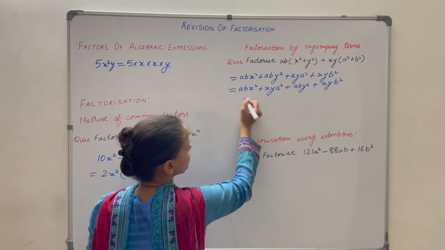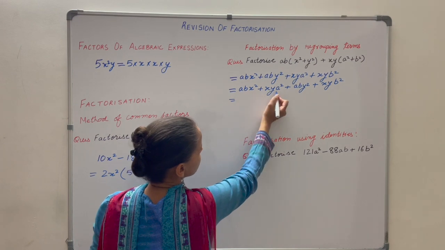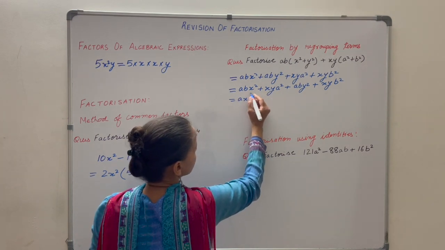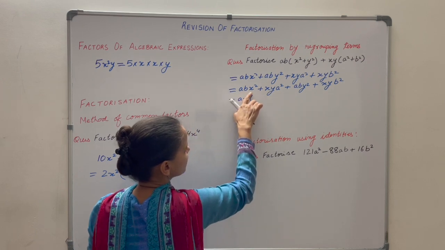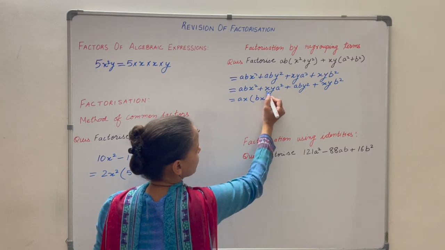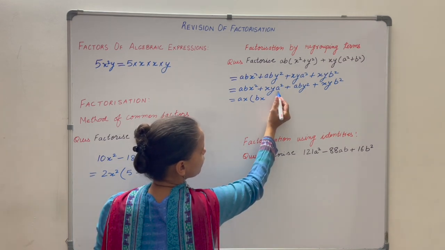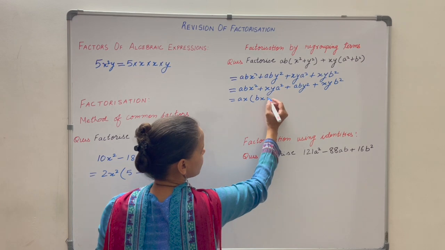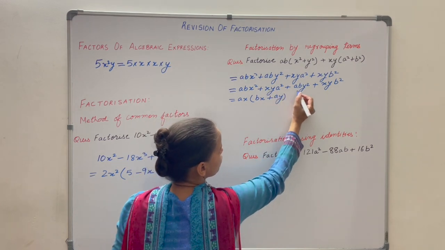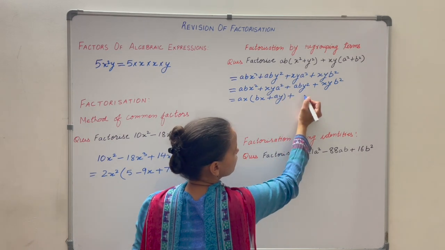So from these two terms, you can see, you can take a common and x common. So ax is common. So what is left here? ax you have already taken common. So what is left here? b and x. So bx is left here. a and x you have already taken common. So what is left here? a and y. Plus sign is here. So let us put plus. So ay is left. From this plus is here, I'll put down plus.